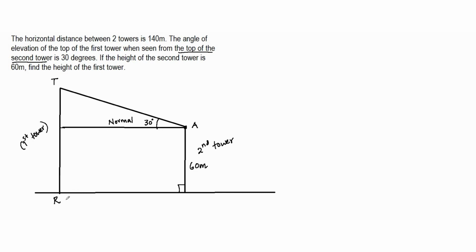Now it's given that the horizontal distance between these two towers is 140 meters. The height of the second tower is 60 meters. When you stand on the top of this second tower, the angle of elevation of the top of the first tower is 30 degrees. We want to find the height of the first tower. So try to correlate the word problem with the given diagram and in a few seconds we will solve this question.